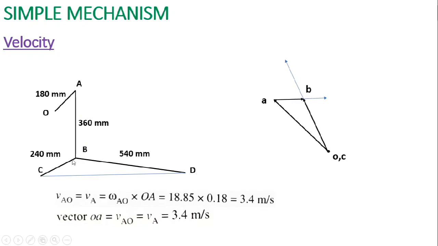Next, the velocity component of BD again is unknown in magnitude but known in direction, and the direction will be perpendicular to this link from point B over here.